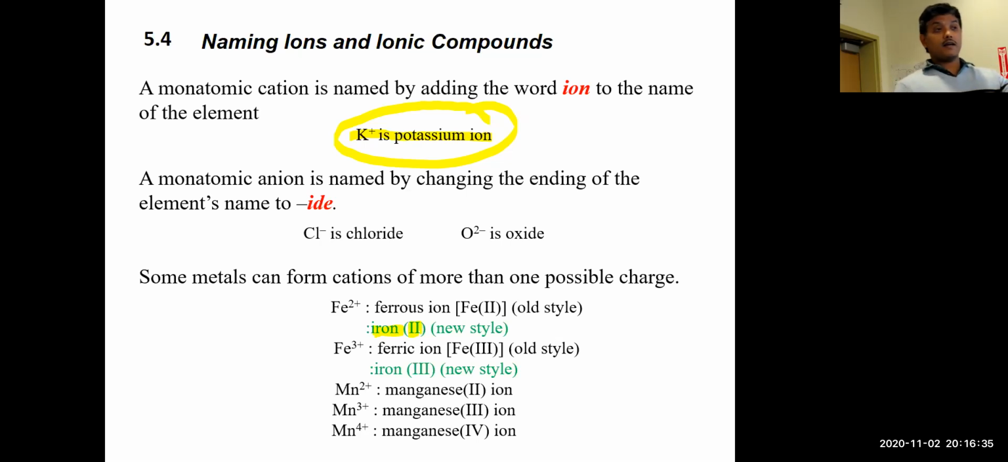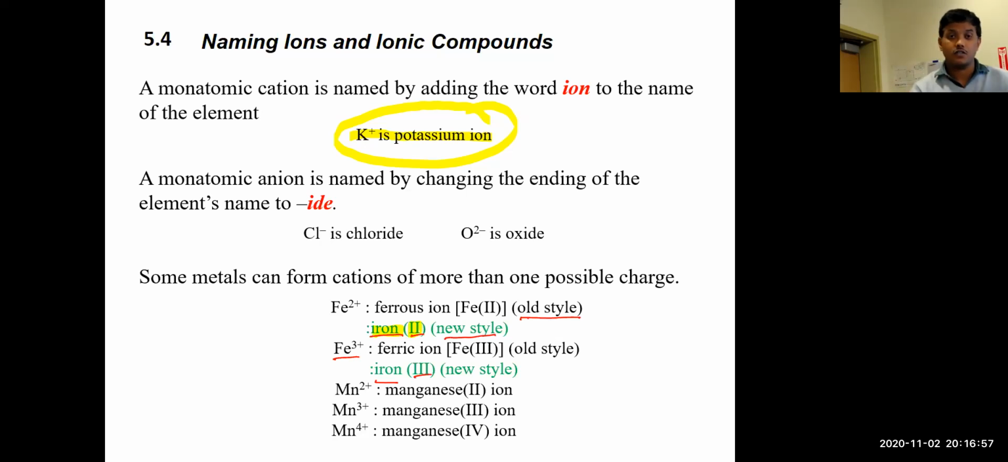So to indicate iron has plus 2 charge, we used Roman number 2, and we just named the metal as iron. And to indicate Fe plus 3, you name the metal iron and you put Roman number 3. Here I clearly indicated what the old style naming is and what the new style naming is.